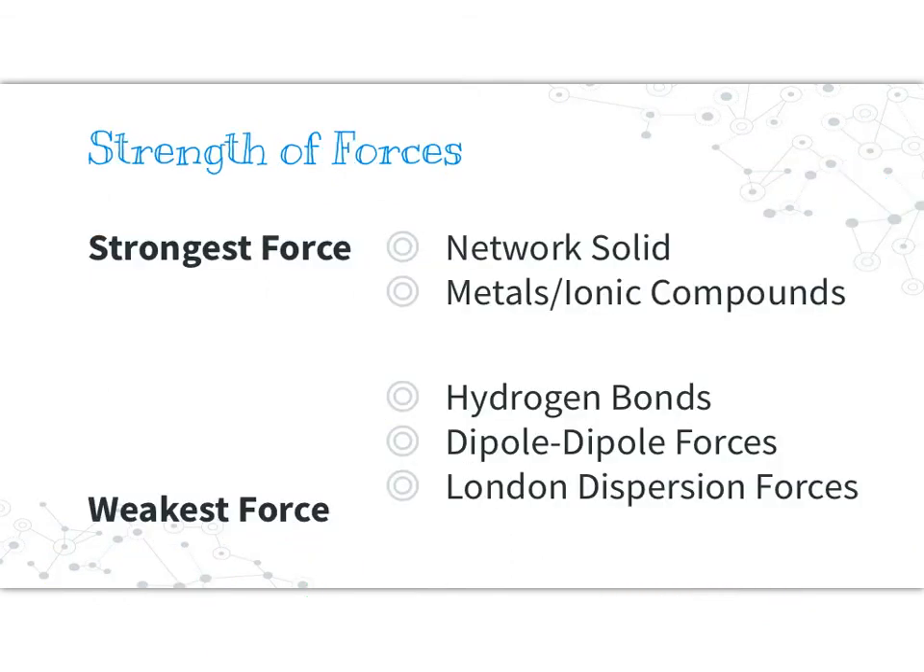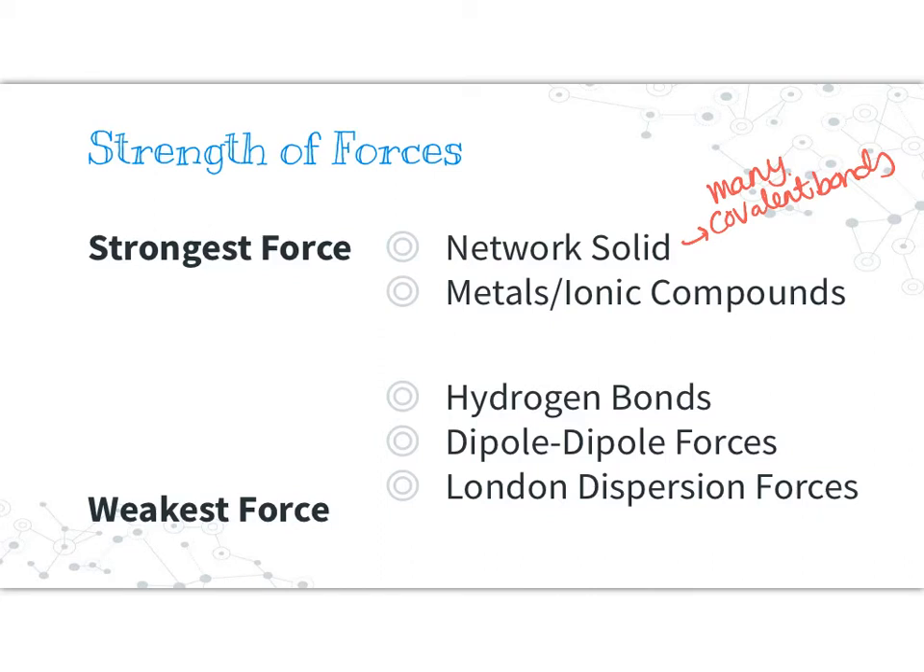So let's go through the order of forces, or the strength of forces. It is hardest, or takes the most energy, to break a network solid because you have to break covalent bonds. And you have to break many at once. You can't just break one, remember, because they are connected in 3 dimensions. So many covalent bonds have to be broken at once.